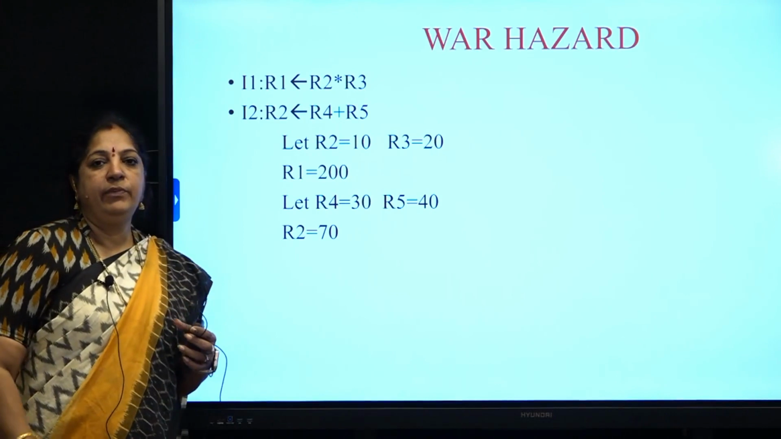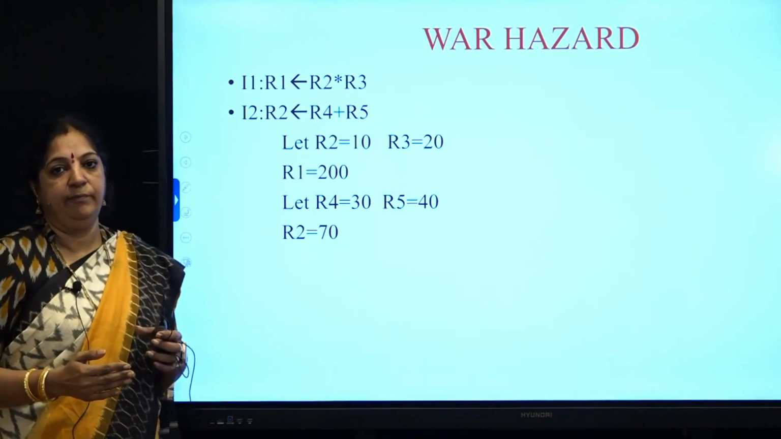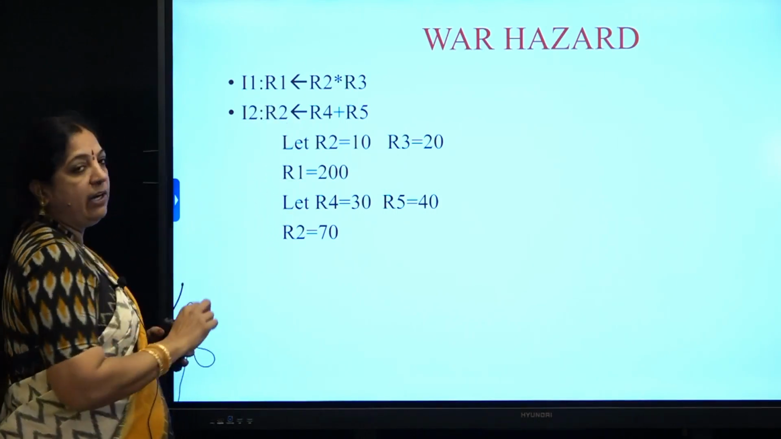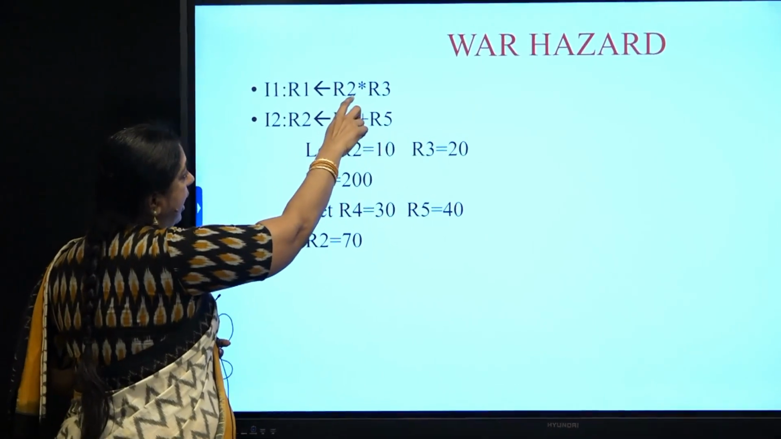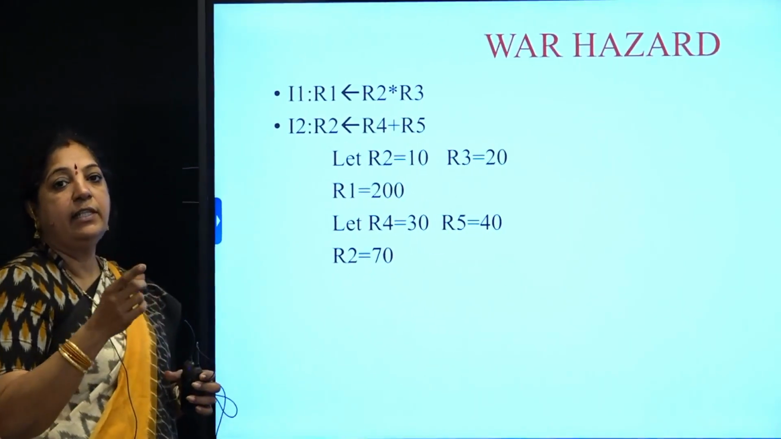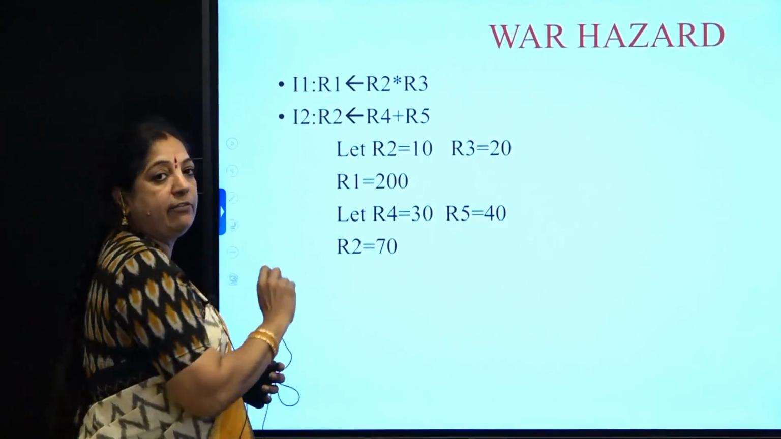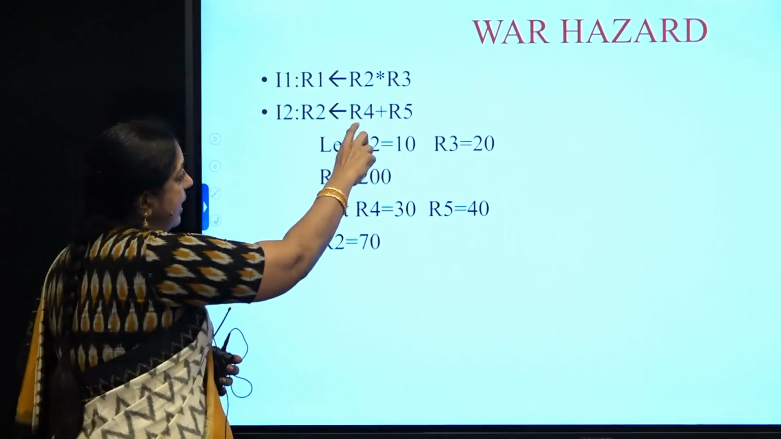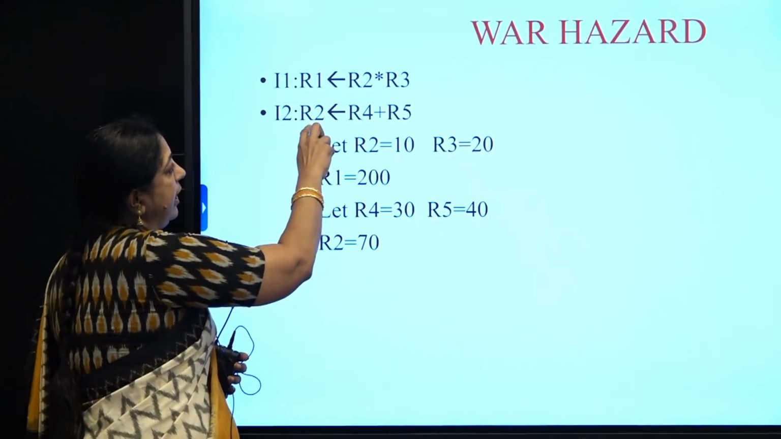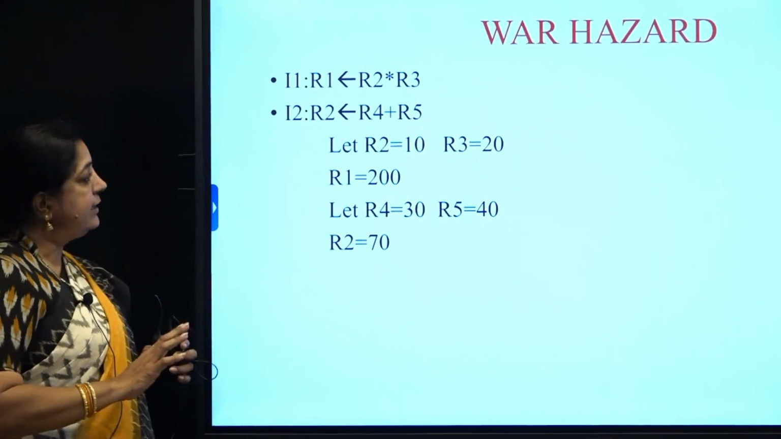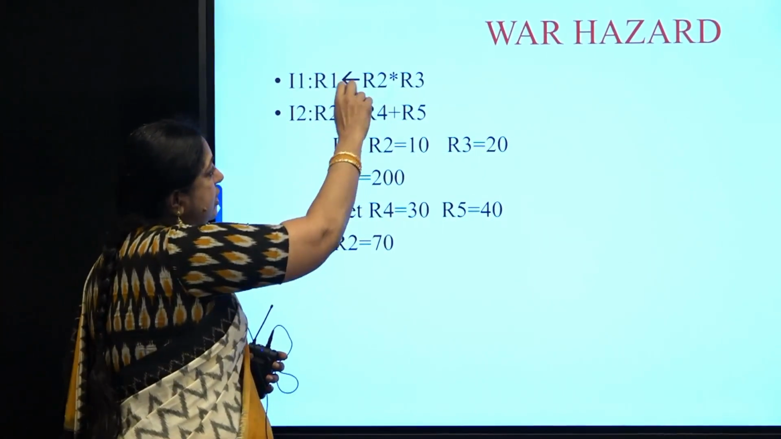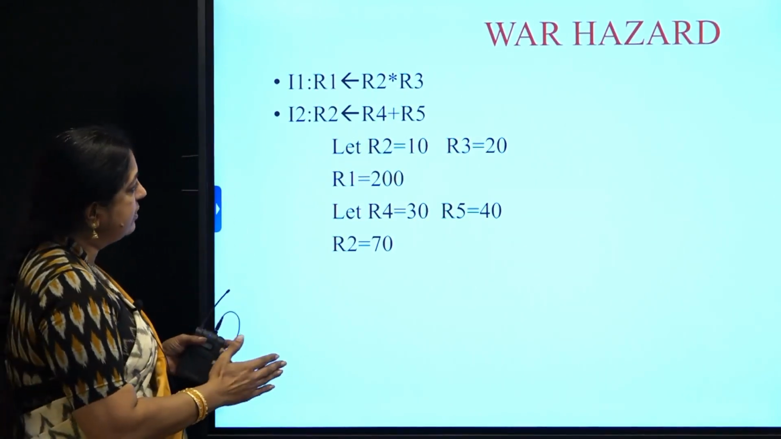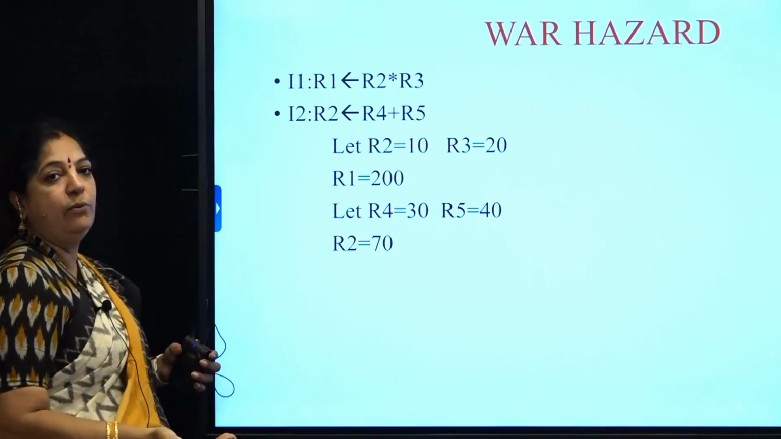Now the last one in data dependency, write after read. If you take two instructions, in instruction 1, the product of R2 and R3 you are taking and storing in R1. In instruction 2, the sum of the contents of R4 and R5 you are storing in R2. That means here you are already using R2 and here you are changing the value of R2. So first you are reading something and then writing.